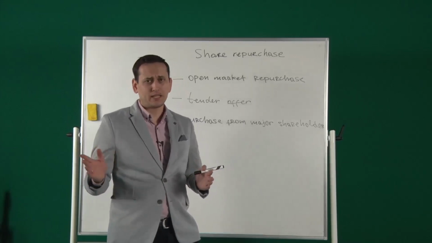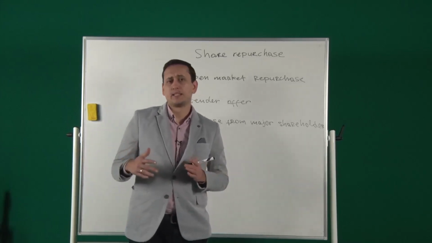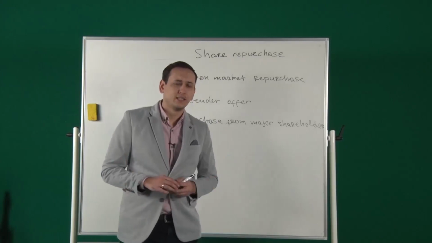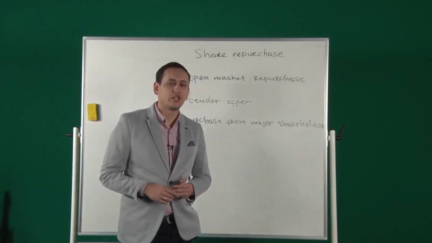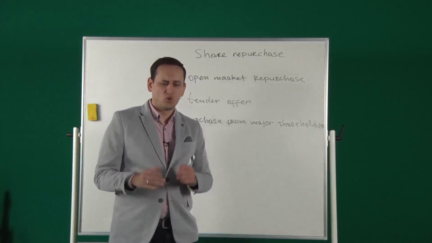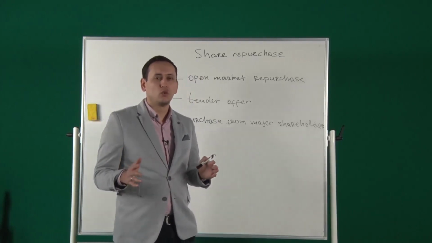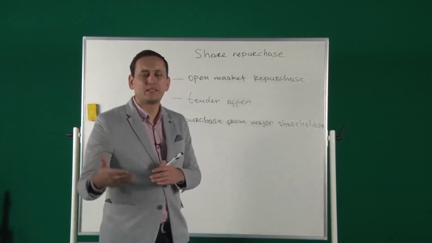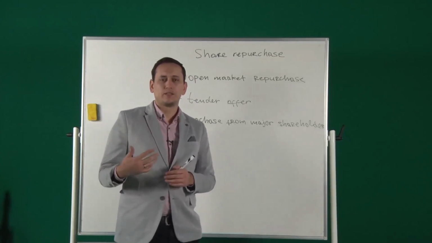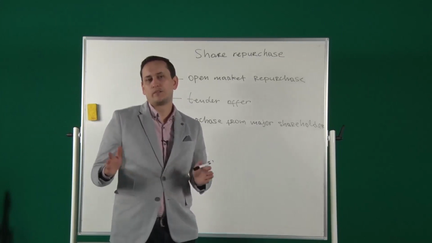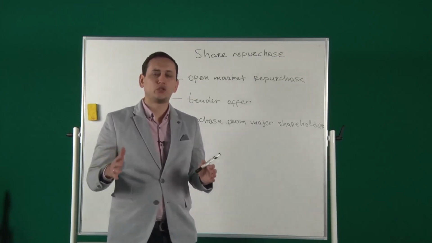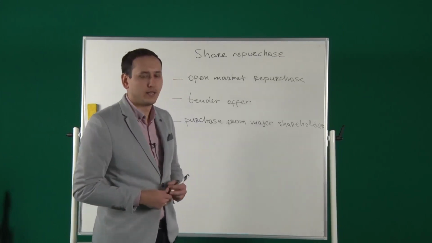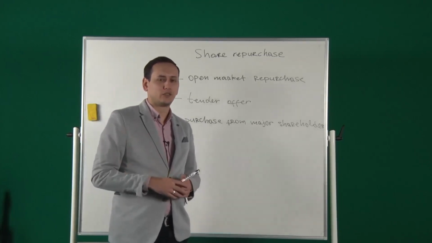Let's say the market price of a share is $15, and the company says that it will buy back a certain amount of shares at $13. The third method of buying back shares would be purchasing from one or more major shareholders. It's like a private placement, but the other way around, right? So they basically go and talk to one of the main or large shareholders, negotiate the price and buy them back so that they have fewer shares outstanding in the market.